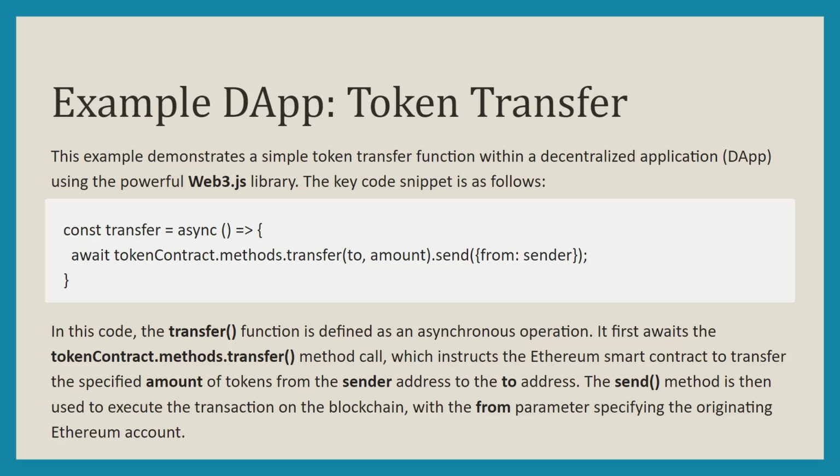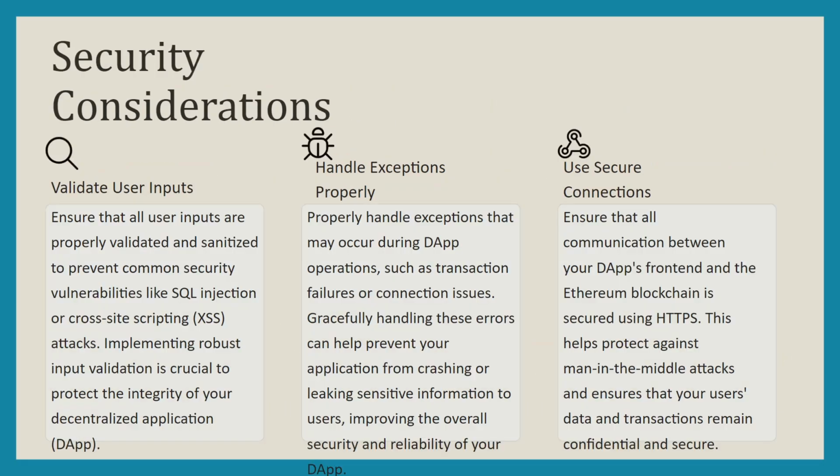In this code, the transfer function is defined as an asynchronous operation. It first awaits the tokenContract.methods.transfer method call, which instructs the Ethereum smart contract to transfer the specified amount of tokens from the sender address to the to address. The send method is then used to execute the transaction on the blockchain, with the from parameter specifying the originating Ethereum account.